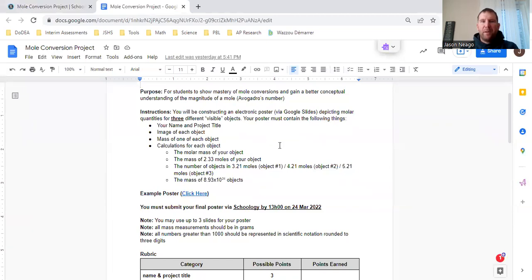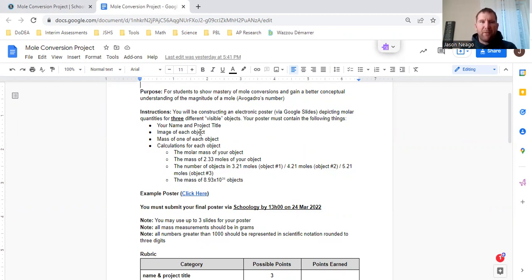In this project, you're going to be creating an electronic poster depicting molar quantities for 3 different visible objects. And when I say visible objects, I'm talking about things that you can see with your naked eye. So pens, papers, something that you can visually see. Your poster must contain the following things.